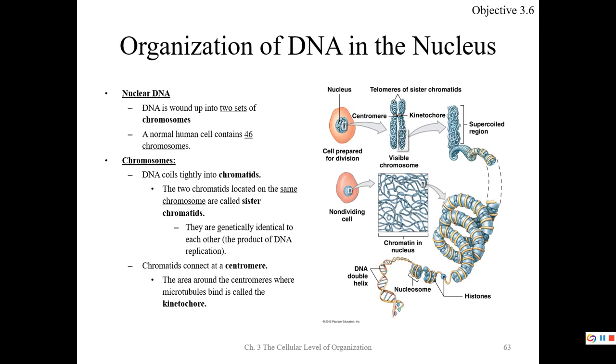Now, nuclear DNA is wound up into chromosomes. A normal human cell has 46 chromosomes. These chromosomes coil up and have two things called chromatids. We call these sister chromatids. Sister chromatids are identical. Your sister probably is not identical to you, but sister chromatids are identical. The two sister chromatids are on the same chromosome.